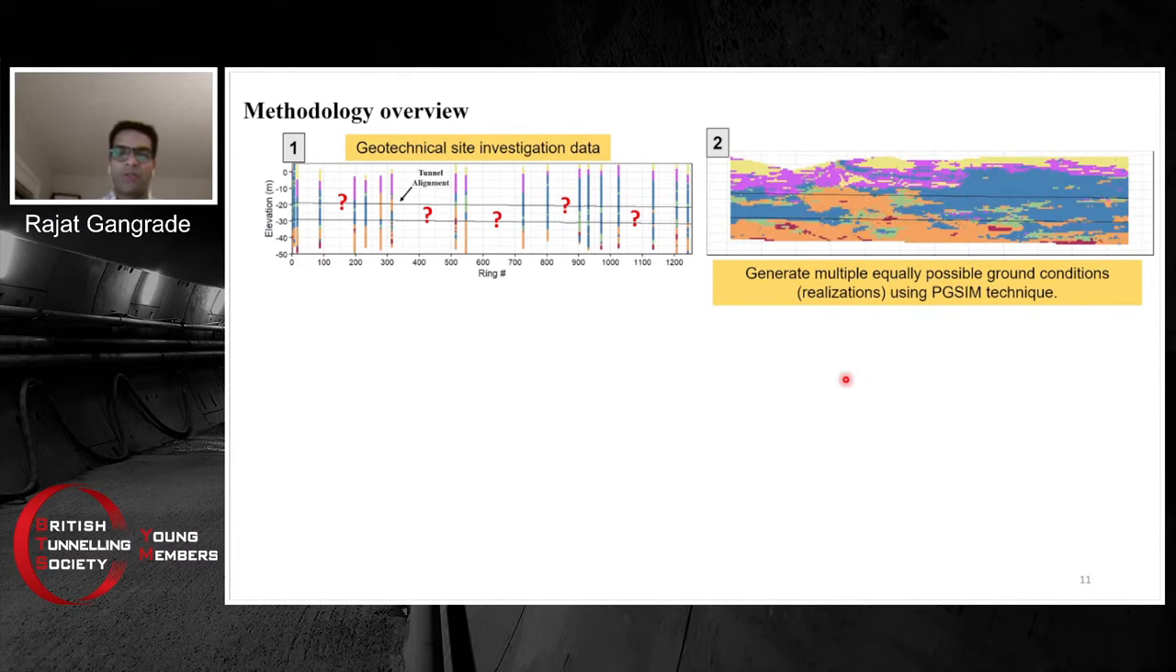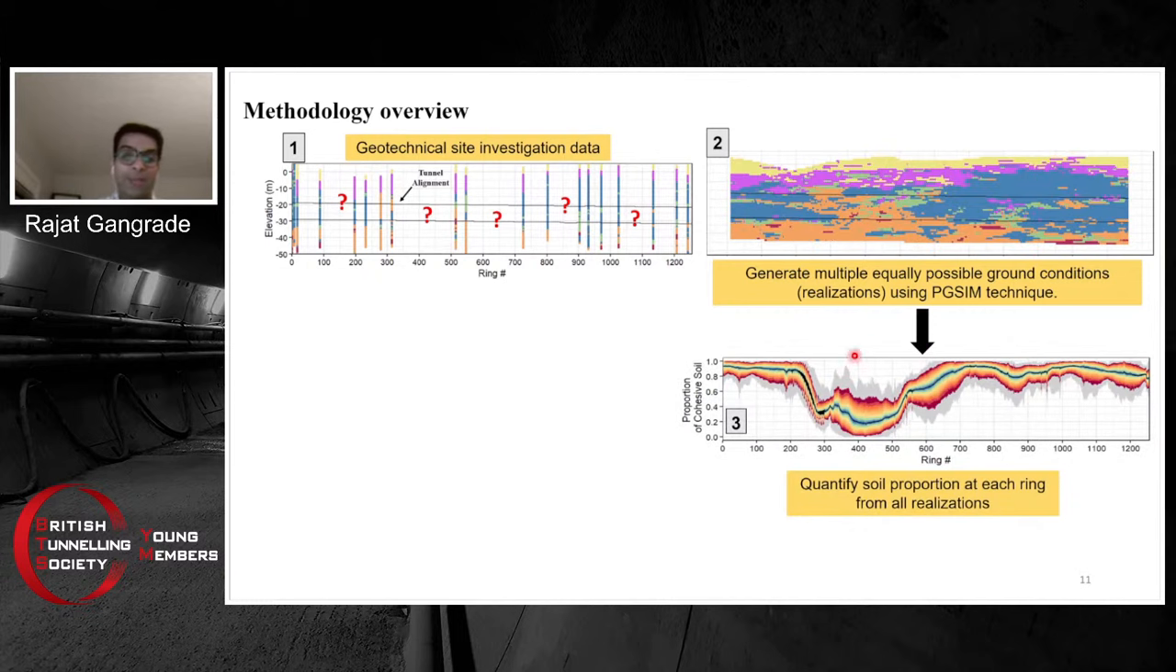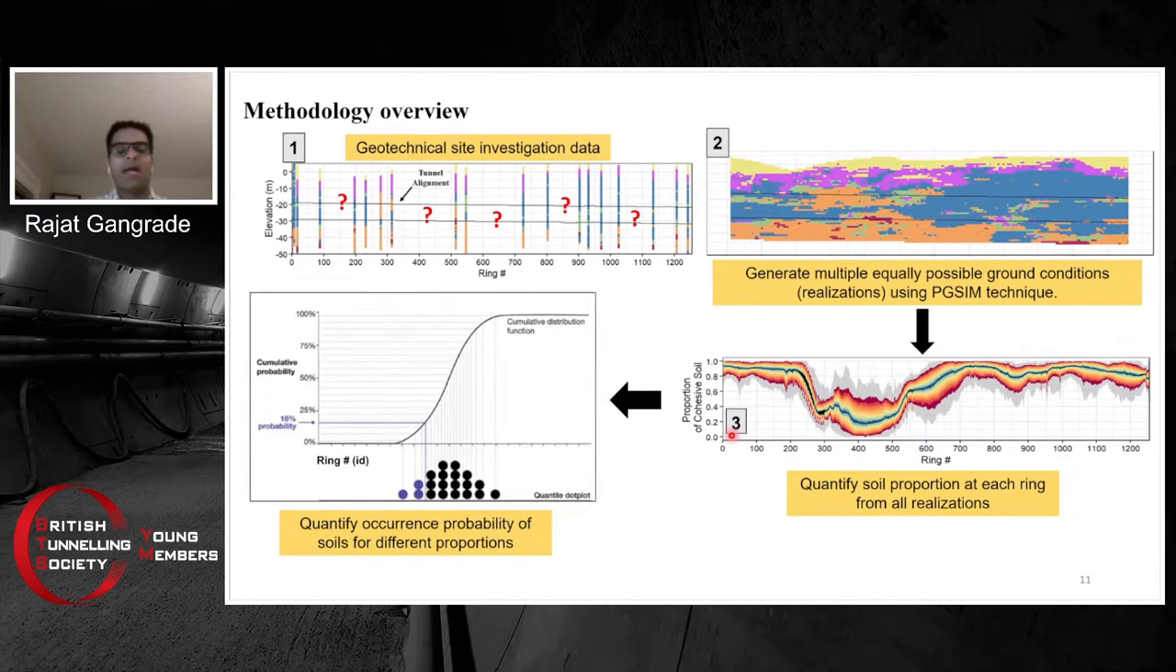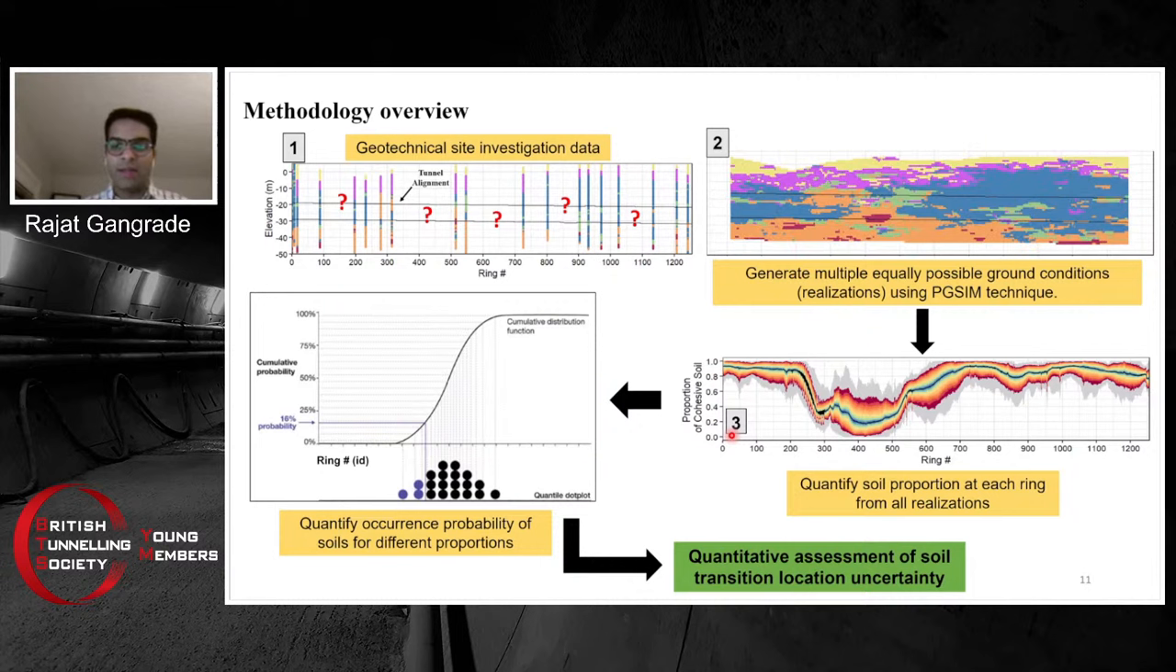So that is what the focus of this presentation is, on how to quantify those transitions. Once these individual realizations are generated, we can quantify the proportion of each soil type at every ring. Once we have the proportion of soil types, we can apply probabilistic tools such as cumulative distribution functions or confidence intervals to quantify the occurrence probability of different soil at different locations.